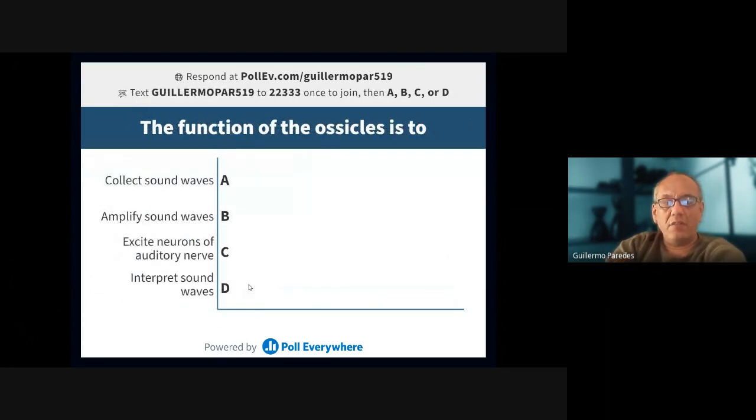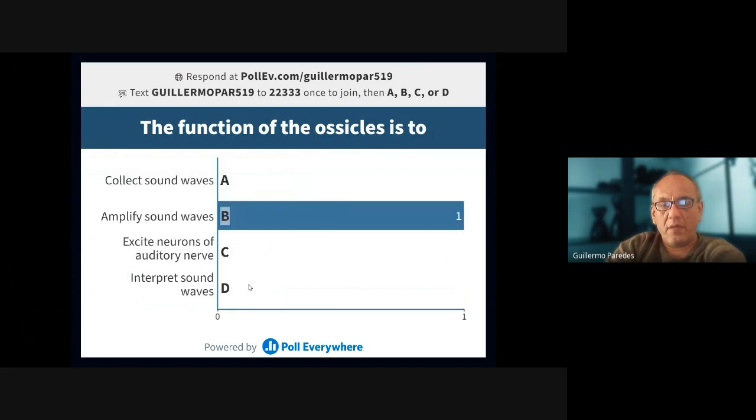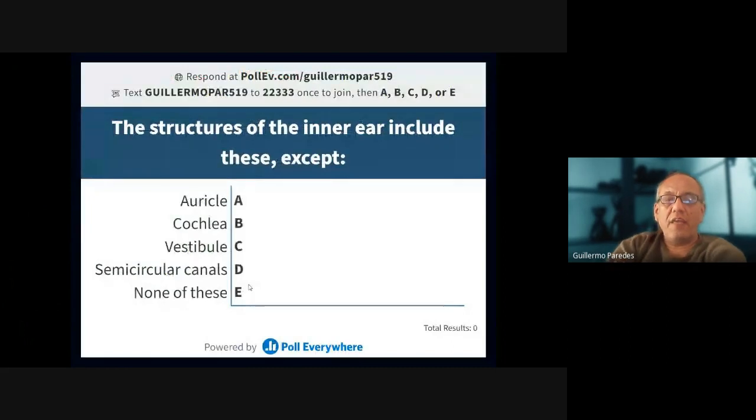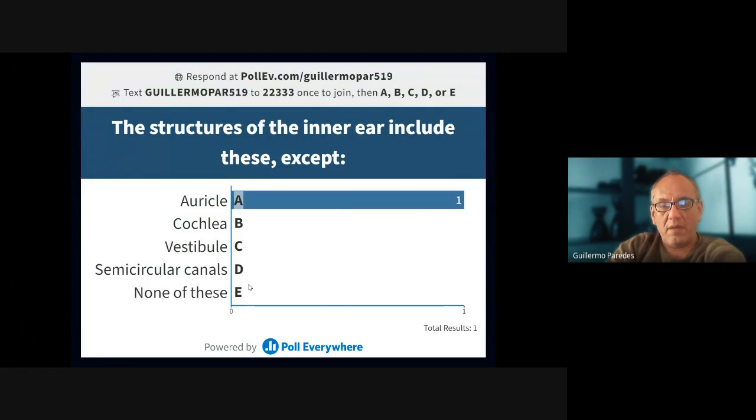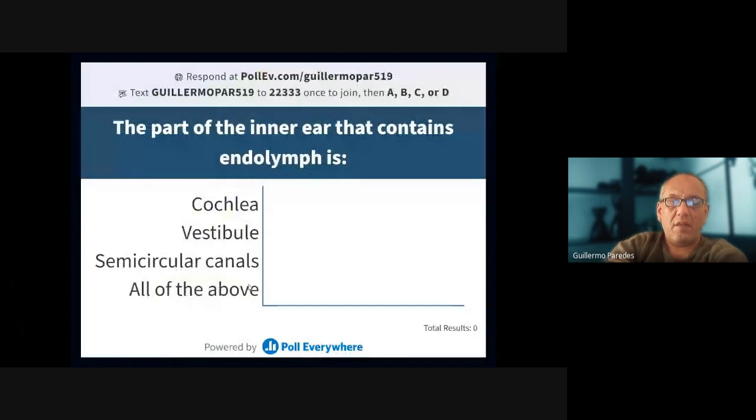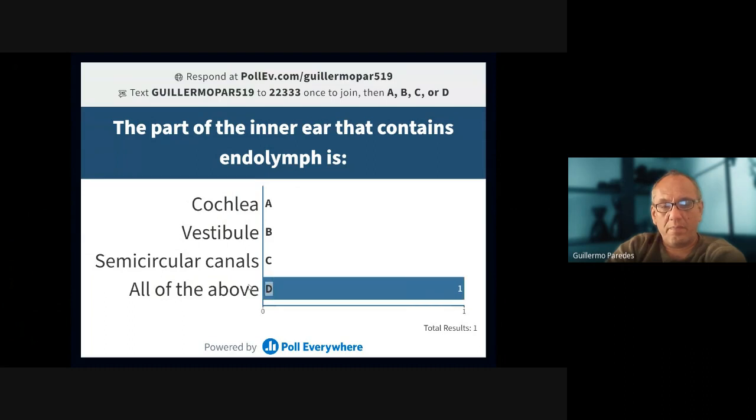The function of the ossicles is to. Excellent. Everybody got it. Four already. Good. Very good. The next. The structure of the inner ear includes all of these except. Okay. All right. Excellent. Next. The part of the inner ear that contains the endolymph is. Excellent.